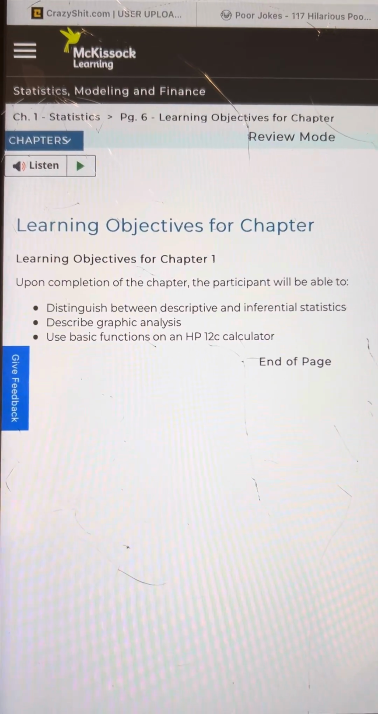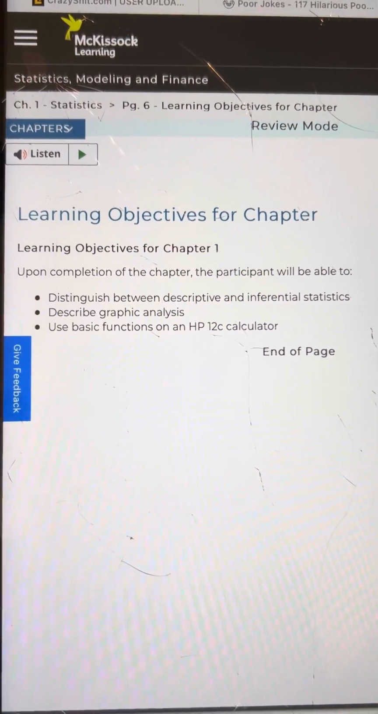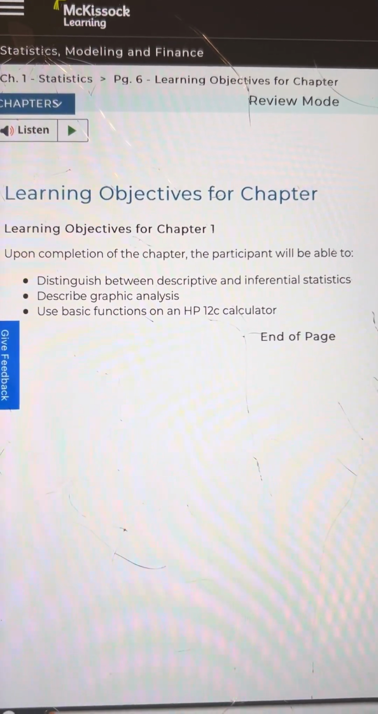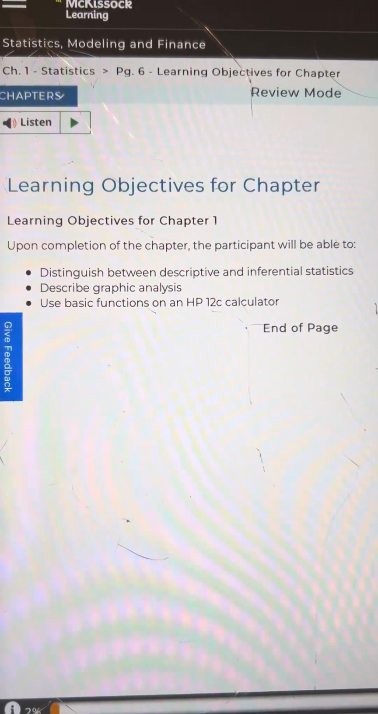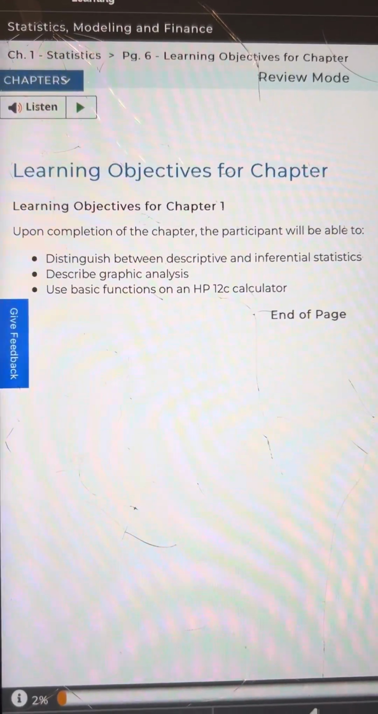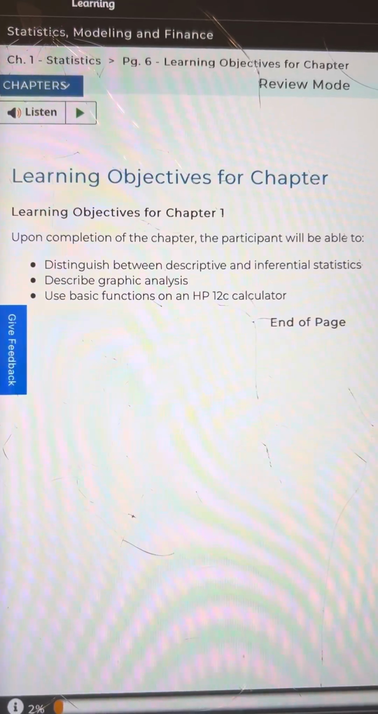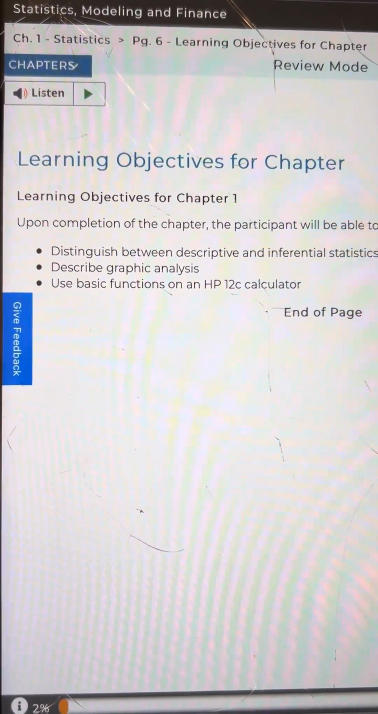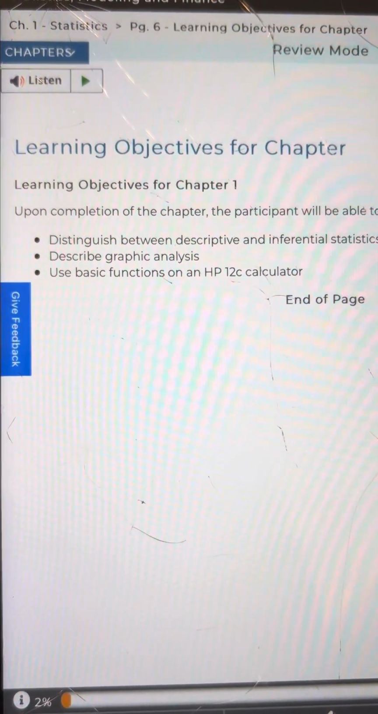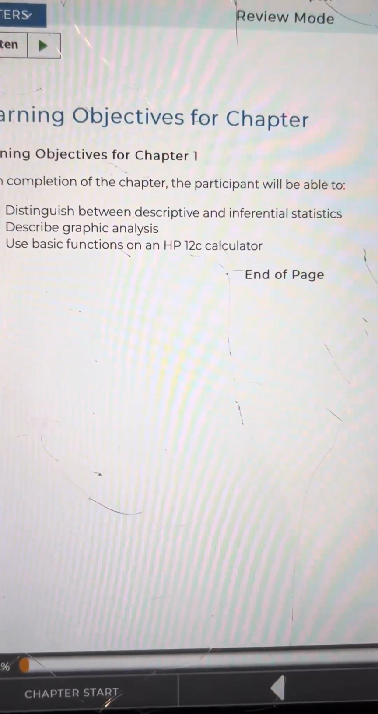Upon completion of the chapter, the participant will be able to distinguish between descriptive and inferential statistics, describe graphic analysis, use basic functions on an HP12C calculator. End of page.